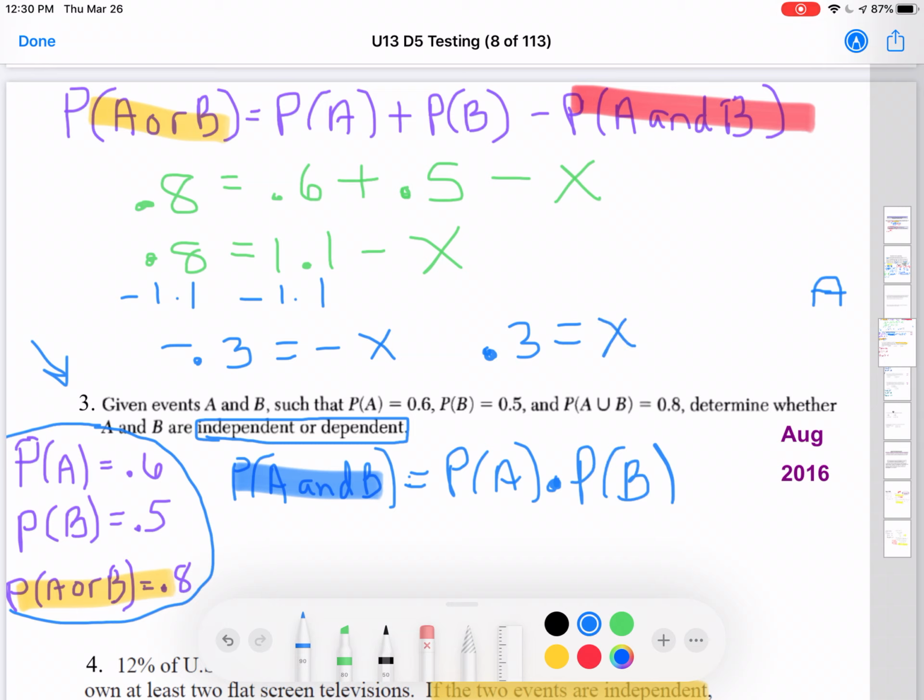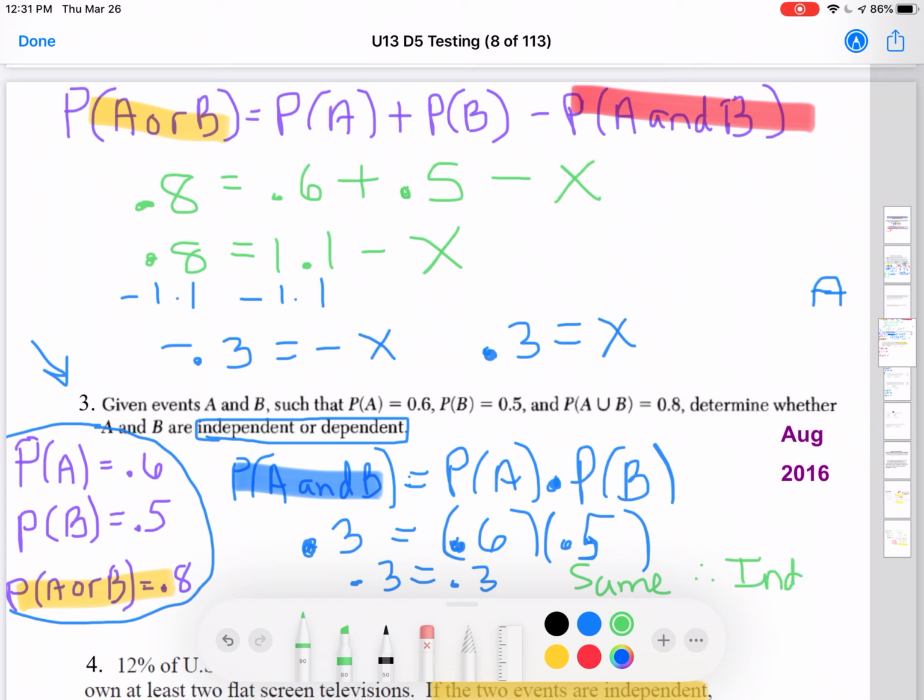Okay, and what was x? That was my probability of A and B. So now come on over here. Probability of A and B equal to the probability of A times the probability of B. And let's see if we get the same answer. So we wind up with 0.3 equals 0.3. So we can say that they're the same, therefore independent.